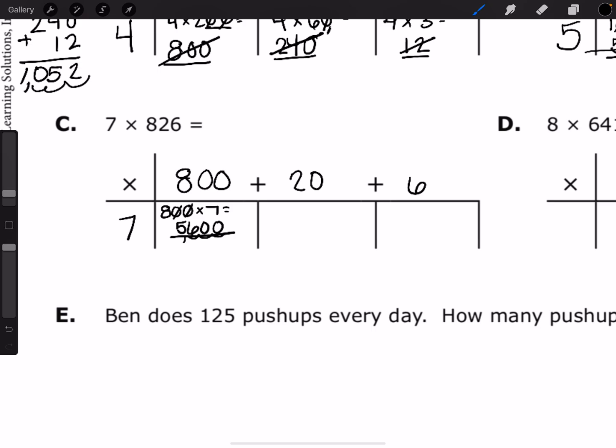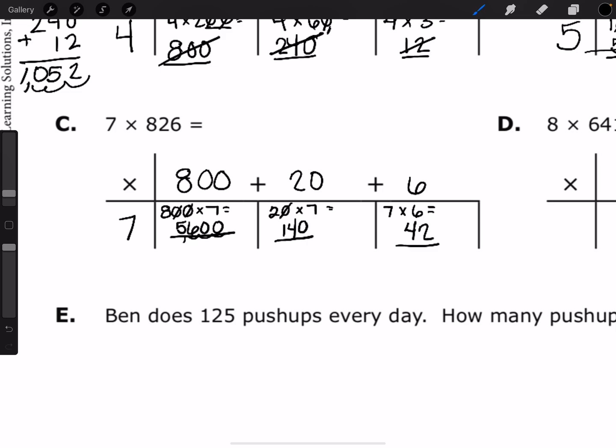Now we have 20 times 7. We'll take that 0 off for just a second. 2 times 7, 2 groups of 7 would be 7 and then 14. So 14. But because that is not a 2, it is a 20 or 2 tens, we need to make sure that 0 gets replaced. So our second partial product is 140. And our last one is 7 times 6. 7 times 6 or 6 times 7, whichever you want. Yeah, 7 times 6 equals 42. So that last partial product is 42.